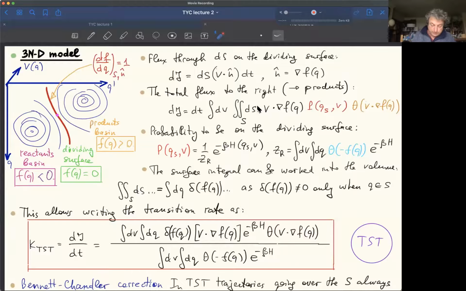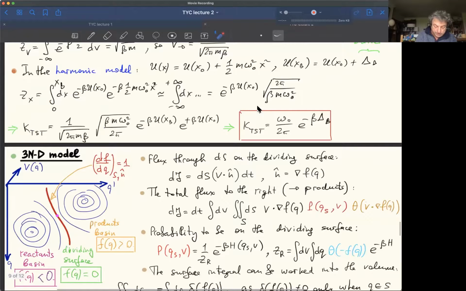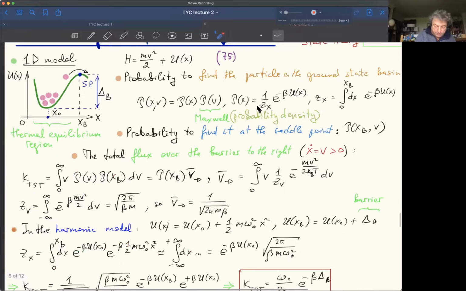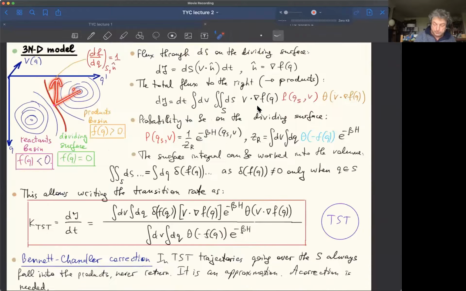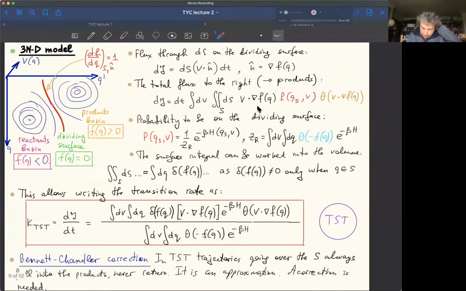This is analogous to what we used here, that the integration is performed only over positive velocities. In the multidimensional case, velocities may be directed not necessarily normal to the surface, but as long as the dot product with the normal is positive, they will cross the dividing surface and remain in the product's basin. If negative, they return back to the initial reactants basin. So that's why we introduce this Heaviside function.